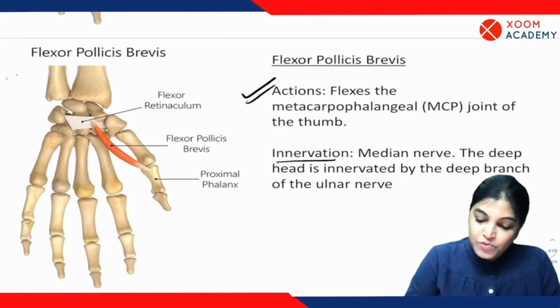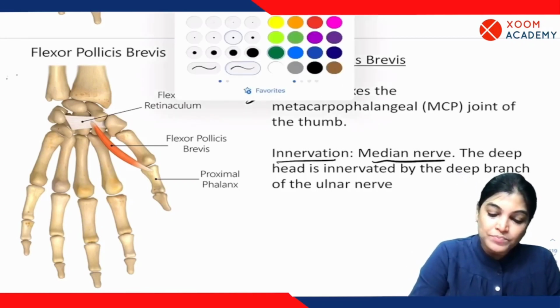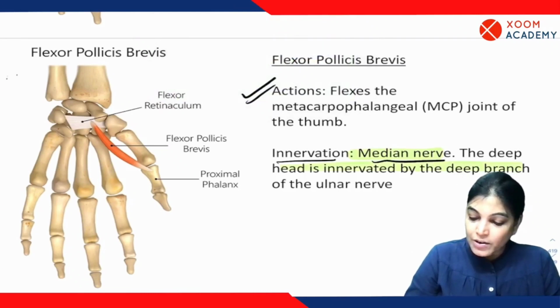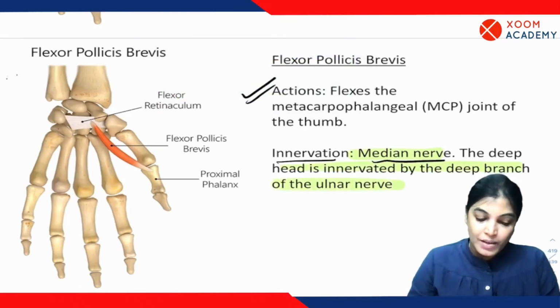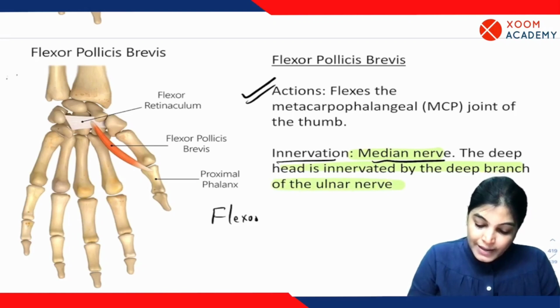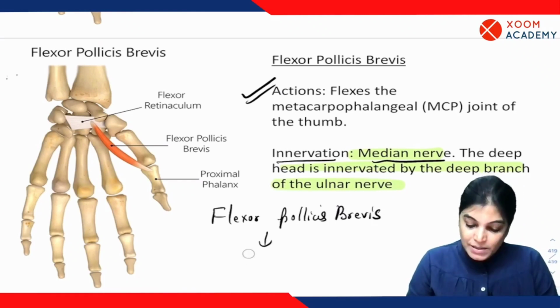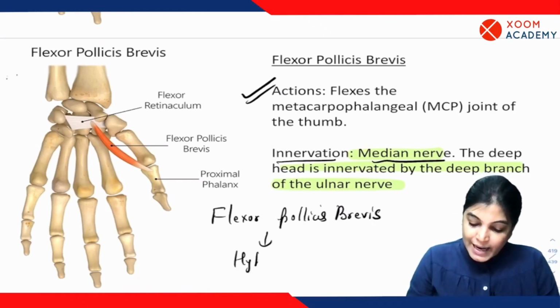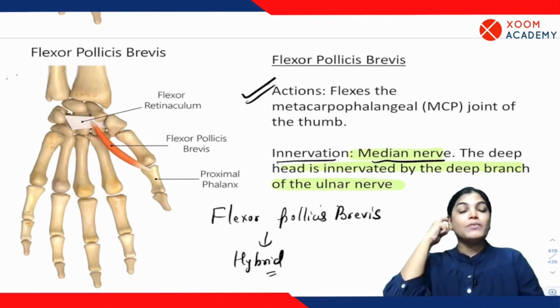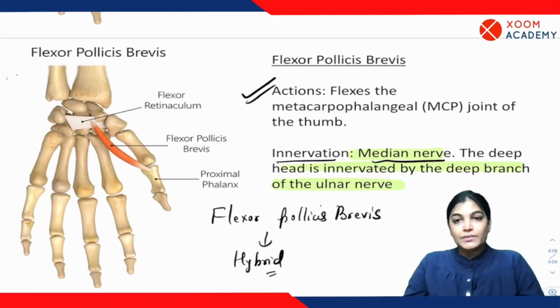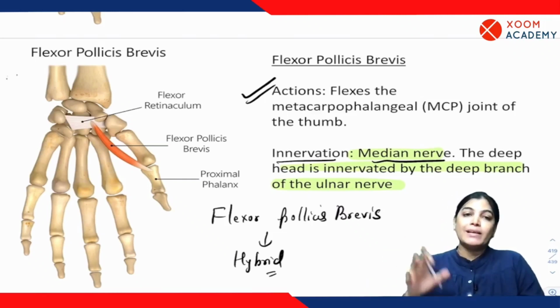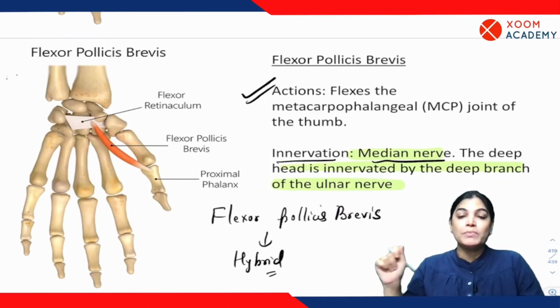Innervation is from the median nerve. Please note down, it also gets innervation from the deep branch of the ulnar nerve. That means flexor pollicis brevis is an example of a hybrid or composite muscle. Why? Because this muscle gets innervation from both median nerve and ulnar nerve. In the same way, opponens pollicis also gets innervation from both, but more commonly, flexor pollicis brevis gets innervation from both median nerve and ulnar nerve.